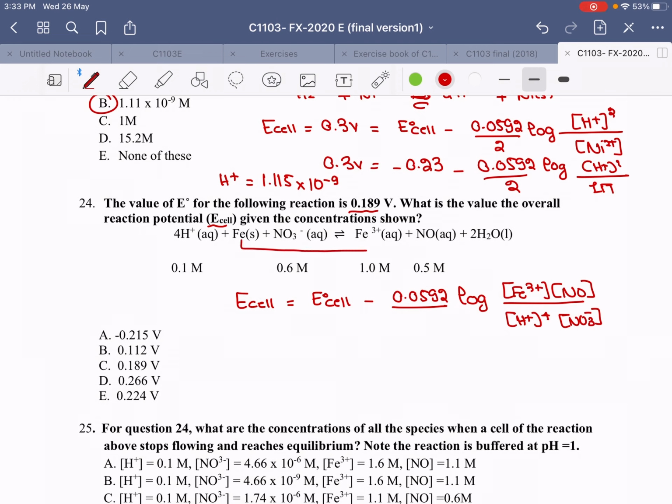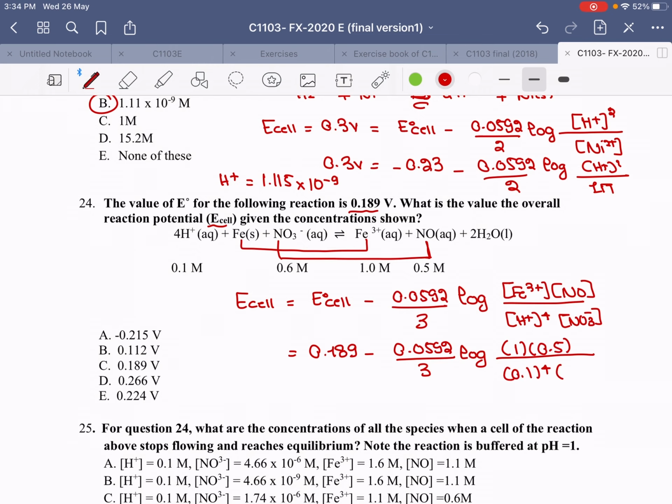is to notice how many electrons are exchanged between Fe and Fe3 plus. There are 3 electrons. Okay, and to make sure, look at the change in the number of electrons here. So it's 3. The number of electrons exchanged is basically 3. Very good. So E of the cell is 0.189 minus 0.0592 divided by 3 log of Fe3 plus 1 molar, NO 0.5, H plus 0.1 to the power 4, NO3 minus 0.6. Simply calculate it, and you get the answer.